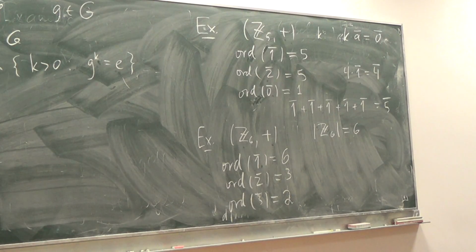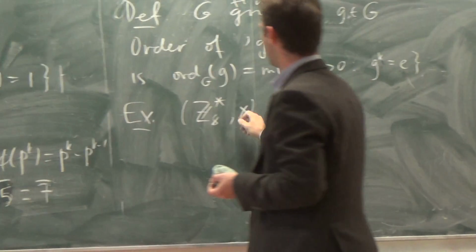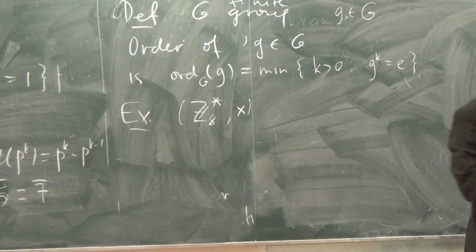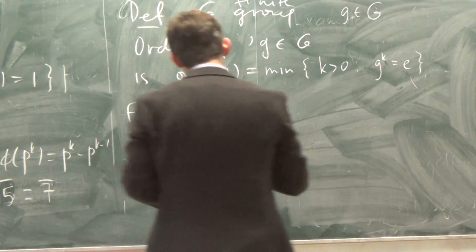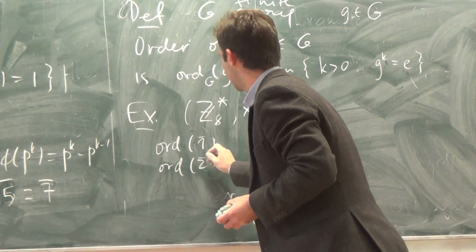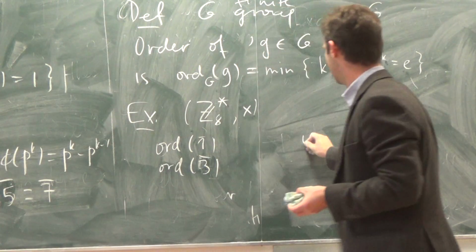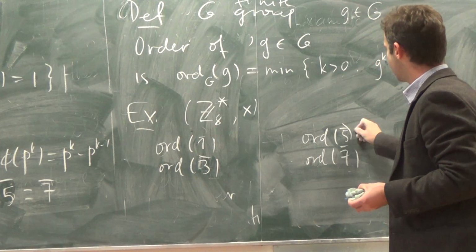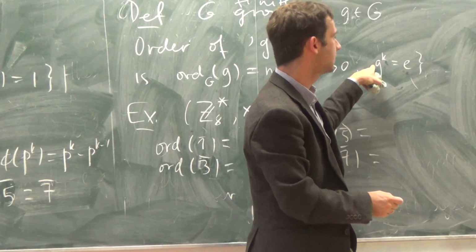Okay, now let's do some multiplicative groups. So let's look at this group, Z8 star. When it's a star, it always will be with respect to multiplication, as opposed to when it's just Z8, where it is with respect to addition. But this will be the more important one. So let's look at various orders. The elements are 1, 3, 5, and 7.